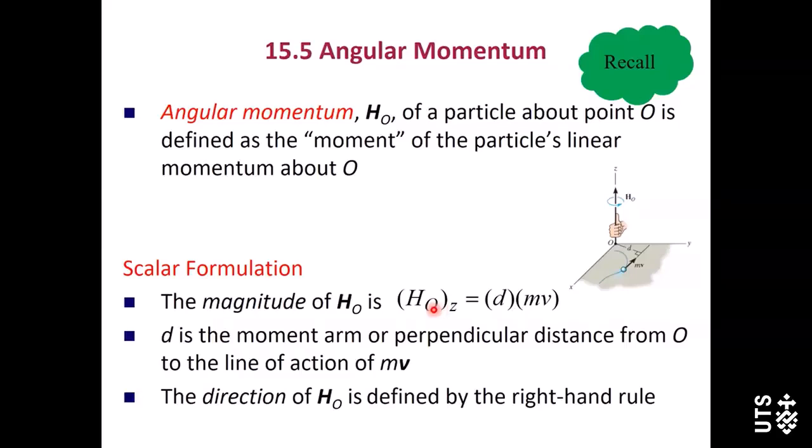The magnitude of this angular momentum about point O is equal to its linear momentum mv times the distance from point O to mv. Angular momentum is also a vector. Its direction may be determined using the right-hand rule.